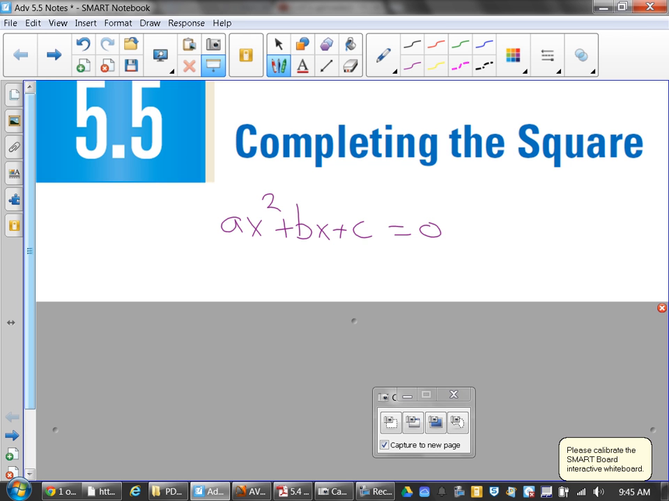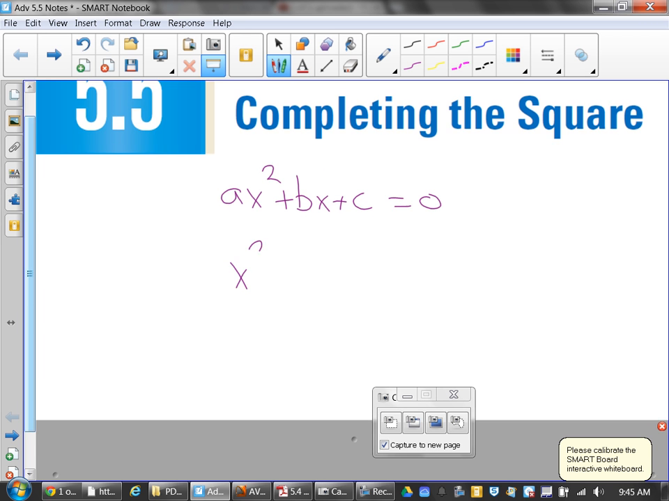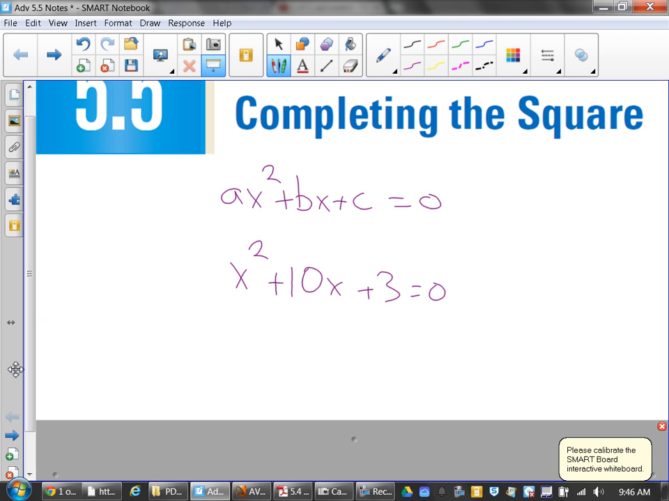For example, if I have a problem that looks like x squared plus 10x plus 3 equals 0, and I wanted to solve for those zeros, that's not something that I can just factor. What times what's 3 that adds together to get 10? Not going to happen. Well, it's going to happen now.